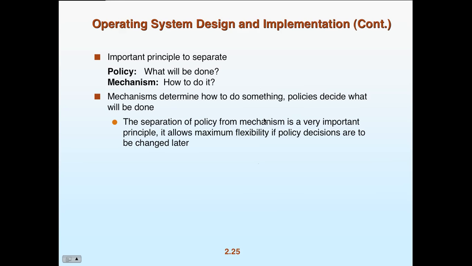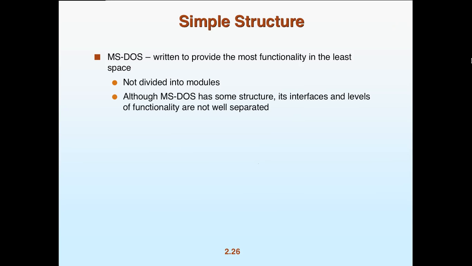There are mechanisms for USB ports and stuff like that now. Why make everything Bluetooth? Bluetooth wears your battery down too. So why not just put USB ports on the side of it? So separation of the policy and the mechanism is a very important principle. It allows maximum flexibility if the policy decisions are to change later. You want to change it.